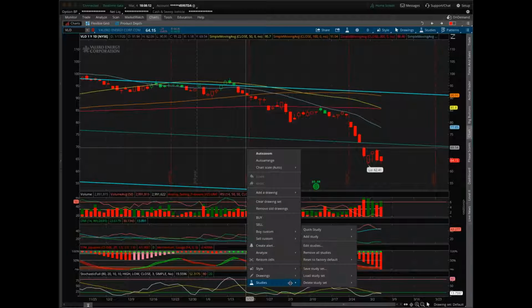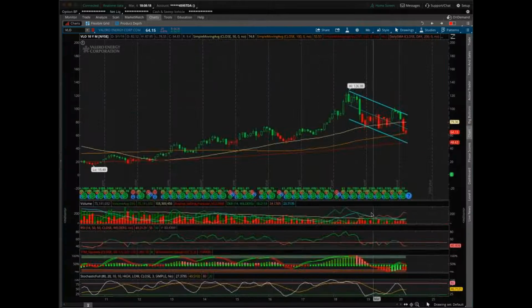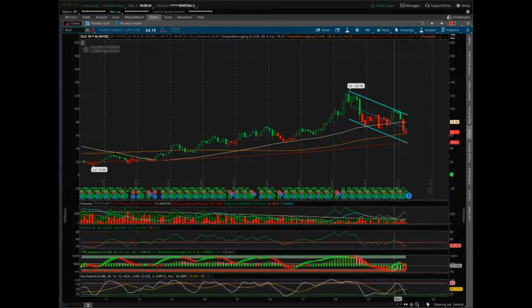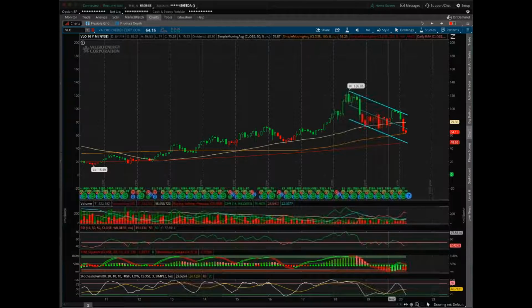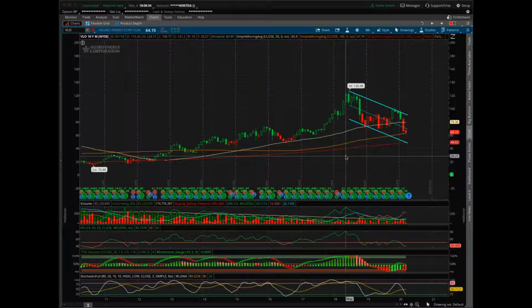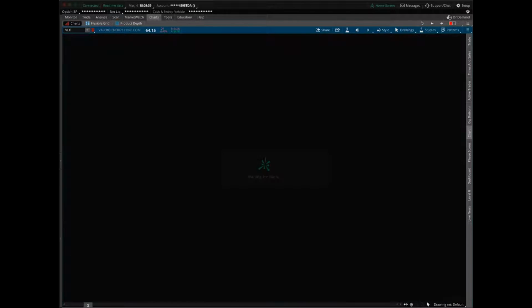Yeah, I think I'm missing something. Let me go back. Okay, so I have my DMI in my volume, and I have my RSI by itself, and I have my TTM and my momentum in the gauge. Okay, so I just need to switch the RSI and the DMI, and then we're good. All right, that's why it was looking funny.